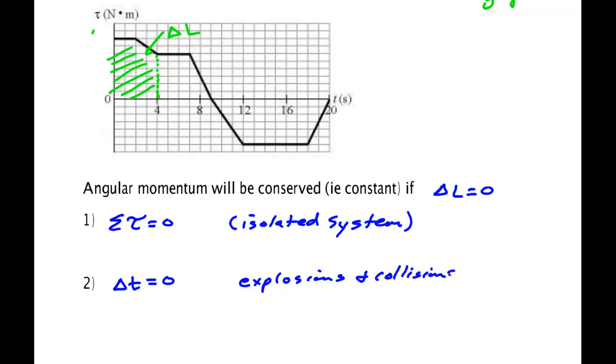So if either one of these cases occurs, such as you're on a spinning wheel and you have a basically friction-free axle, then there won't be any torques that can be applied to you. And your L before and after has to be the same. On the other hand, you can have explosions and collisions because even if there is a torque, it can't have much time to interact. It won't be able to change the angular momentum much, if at all.